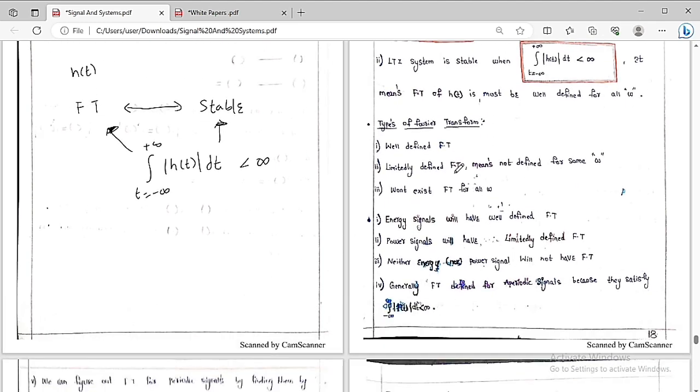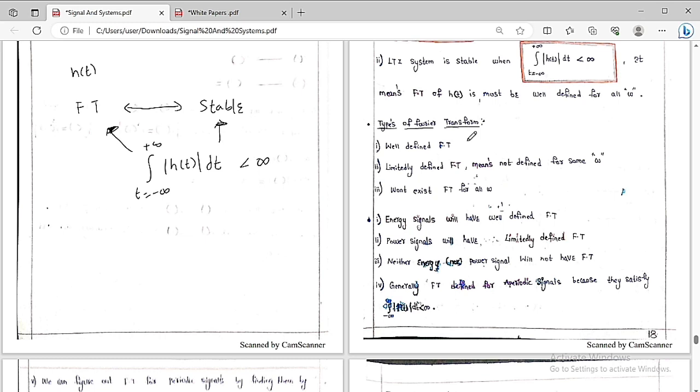Now we'll discuss one more important point, which is the types of the Fourier transform. The first is the well-defined Fourier transform. What is the meaning of well-defined Fourier transform? For each and every value of omega, we are going to get a finite value of F of omega. Then that is called the well-defined Fourier transform.